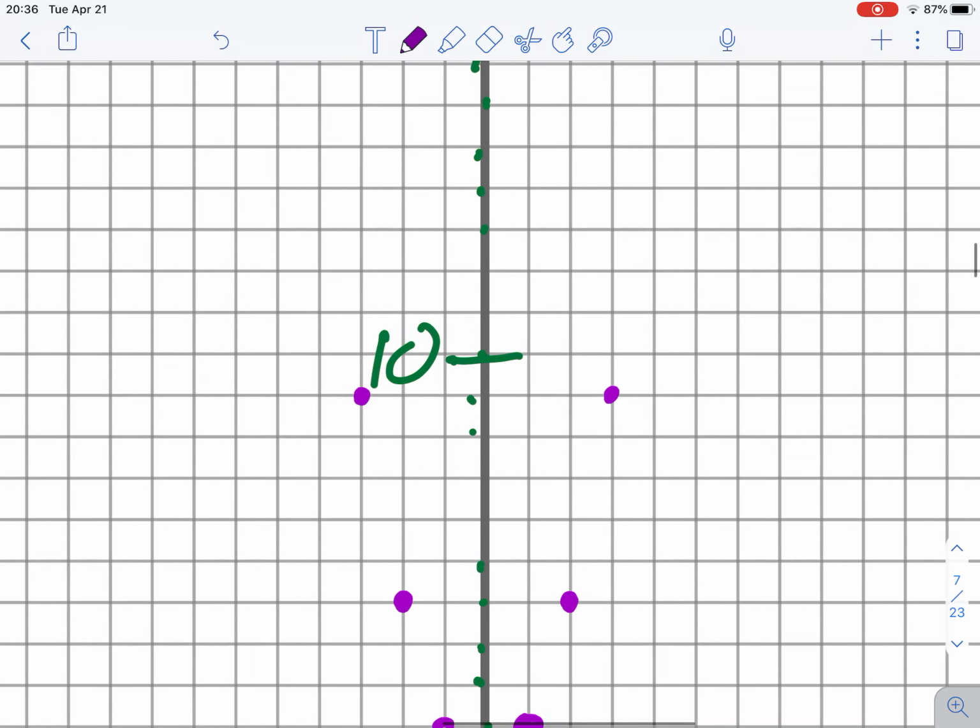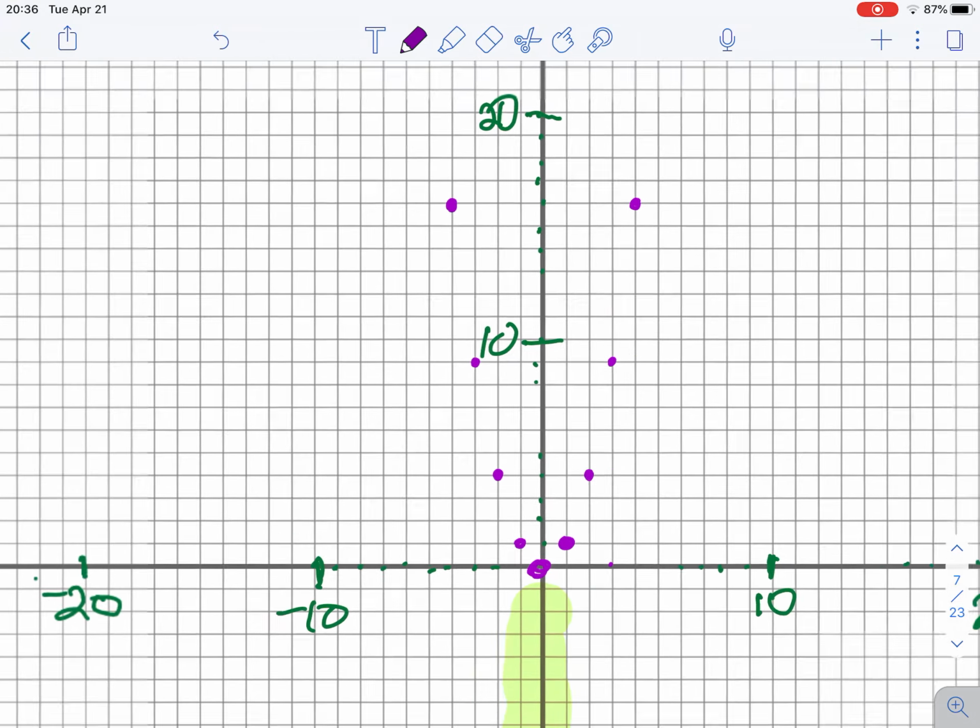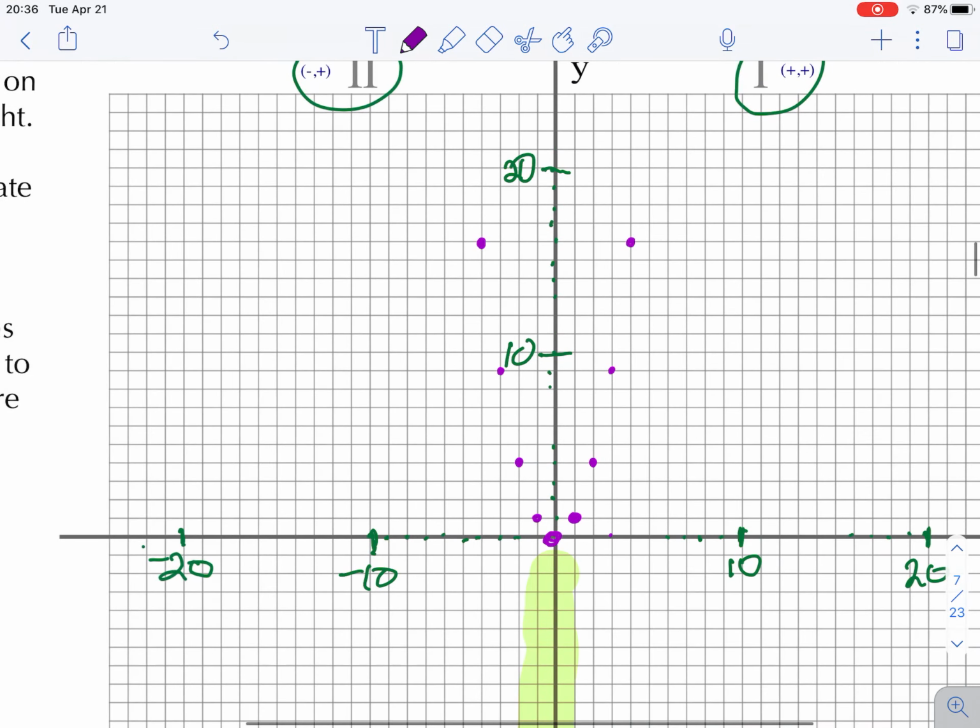1, 2, 3, 4. And 16, 11, 12, 13, 14, 15, 16. And it goes to -4 and 16. So the graph looks like this. Now we just complete this graph with a nice curve.